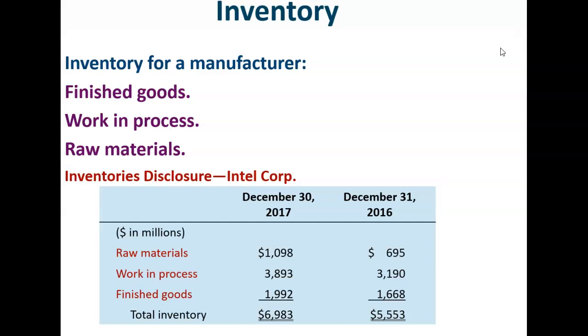The inventory of a manufacturer will consist not only of finished goods, but also goods in the course of production, work in process, and goods to be consumed directly or indirectly in production, raw materials. Manufacturers typically report all 3 types of inventory either directly in the balance sheet or in a disclosure note.